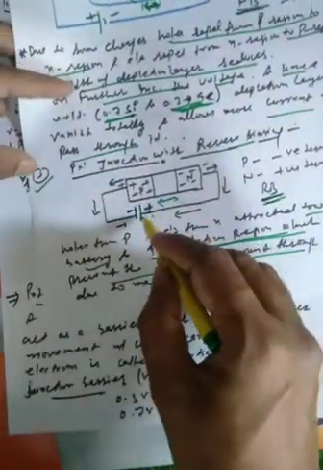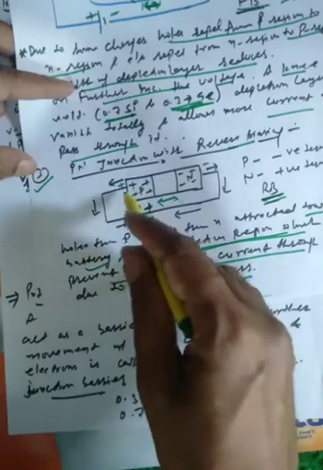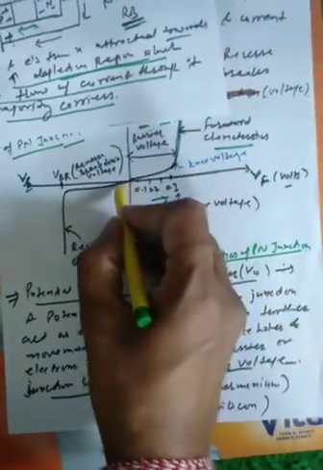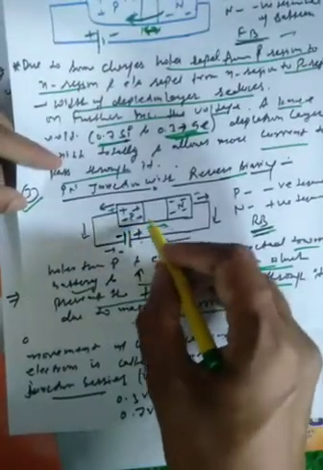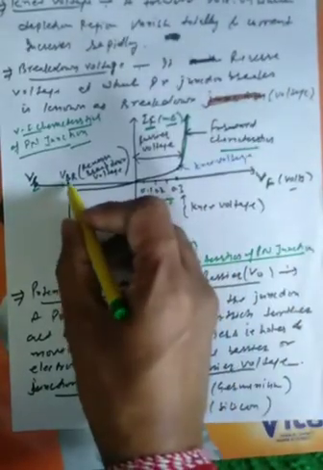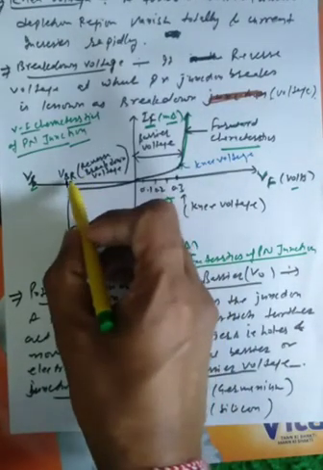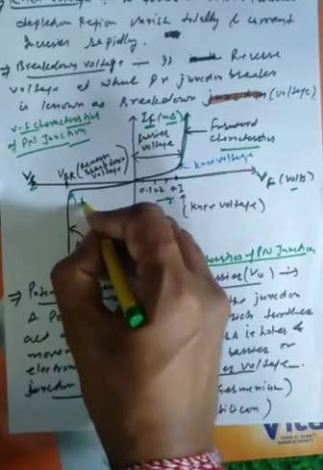And reverse biasing, what will happen in the reverse biasing? As we increase the voltage in the reverse direction, there will be a point when this voltage will start to break down. That voltage is known as the reverse breakdown voltage. This is known as the breakdown voltage.